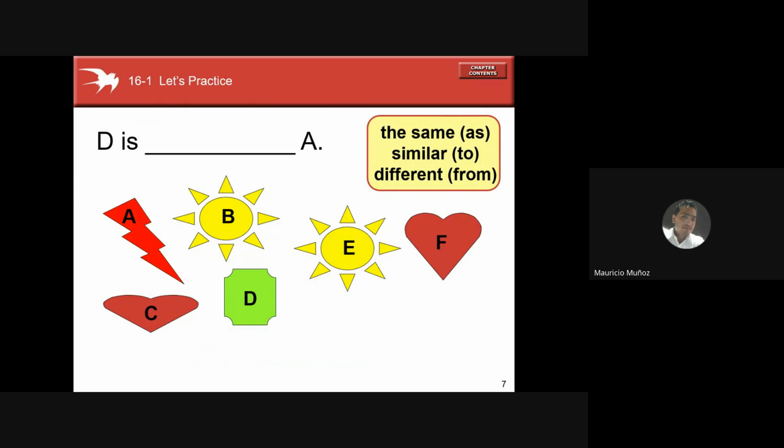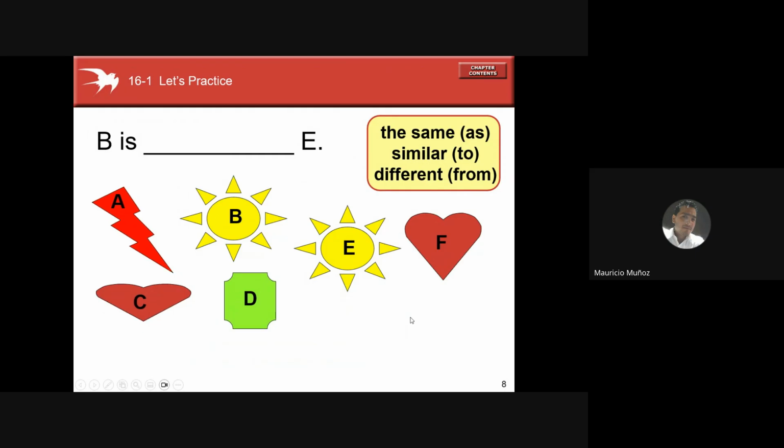Okay, so we're going to practice with this exercise. As you can see inside this box, we have the options: the same as, similar to, or different from. Over here we have objects, you see? And the exercise says D is A. D and A. Look at the shape. Yes, you're right. D is different from A. They don't match at all. They have different color and different shape.